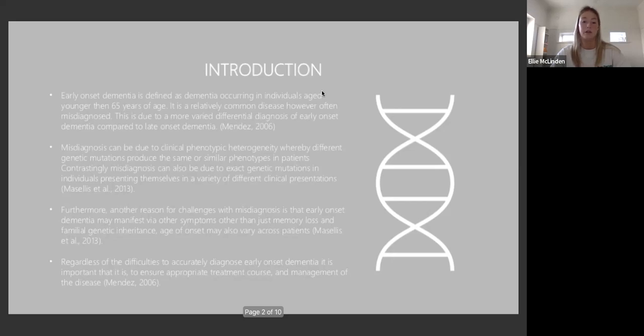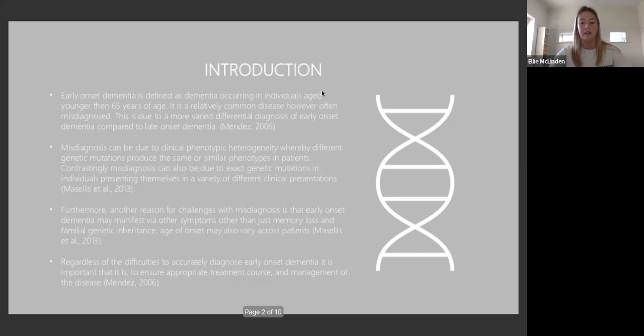Contrastingly, misdiagnosis can also be due to the exact genetic mutations in individuals presenting themselves in a variety of different clinical presentations. Furthermore, another reason for challenges with misdiagnosis is that early onset dementia may manifest via other symptoms other than just memory loss and familial genetic inheritance. Age of onset may also vary across patients.